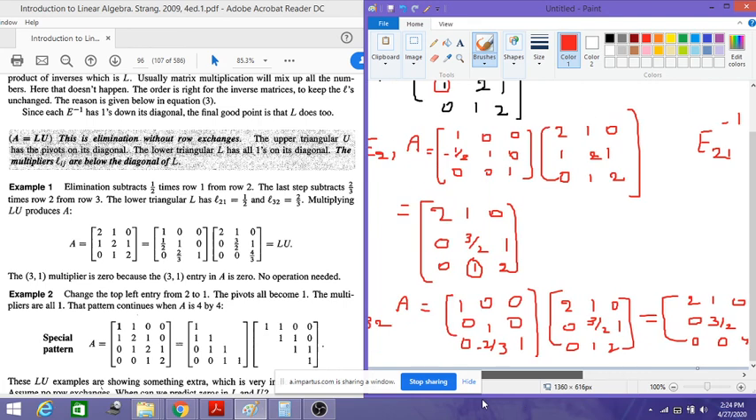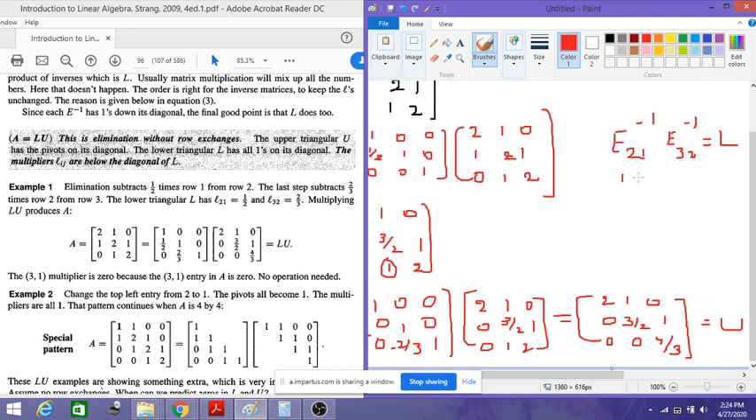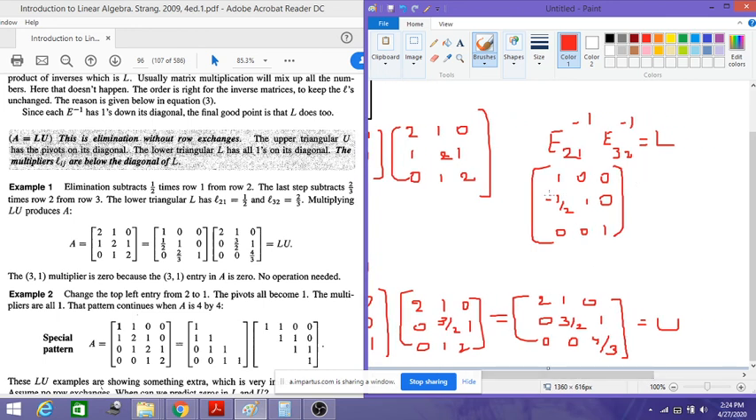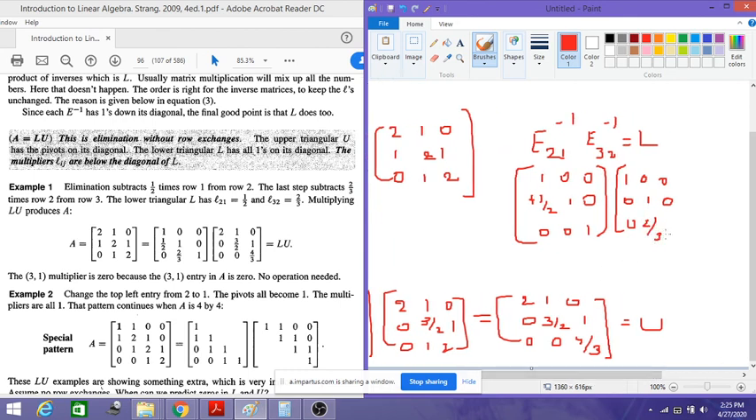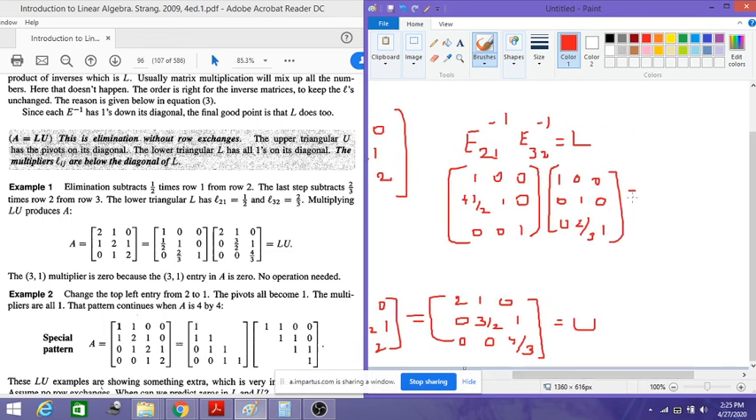So what is my E21 inverse matrix? This is 1 0 0, minus half 1 0, and 0 0 1. And this, sorry, I'll get this as plus because here I'm going to represent positive values: 1 0 0, 0 1 0, and then 0, 2 by 3 and 1. If you multiply this, then definitely you will get this L matrix here. So this is 1 0 0, half 1 0, and 0, 2 by 3 and 1.